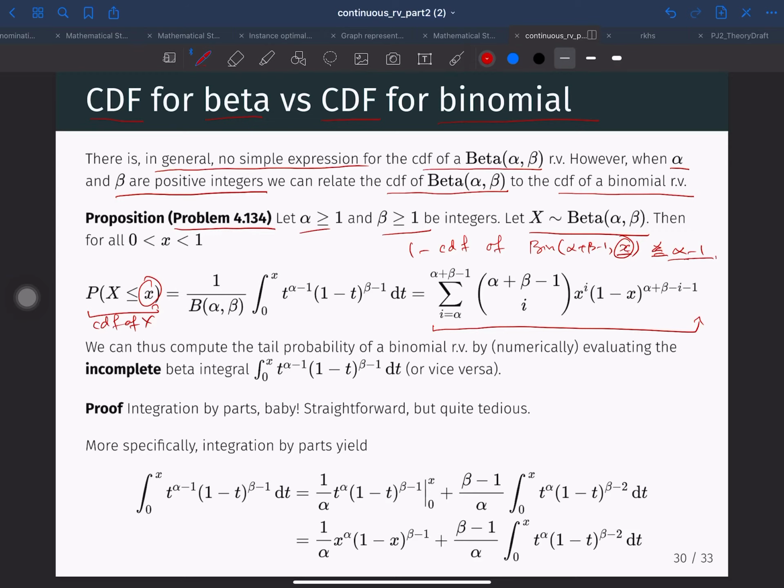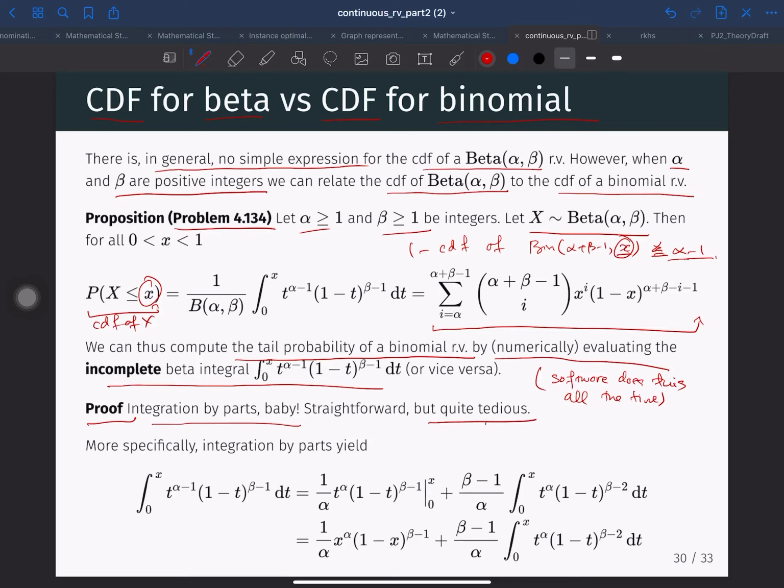So the main point is that we can compute the tail probability of a binomial random variable by numerically evaluating the incomplete beta integral. So this is what is done by software. Software does this all the time, because otherwise evaluating the factorials is quite messy. The proof of this result is just integration by parts. It is straightforward but quite tedious.